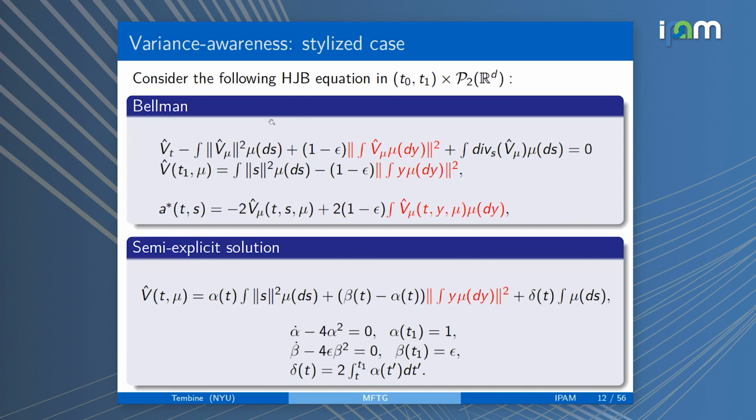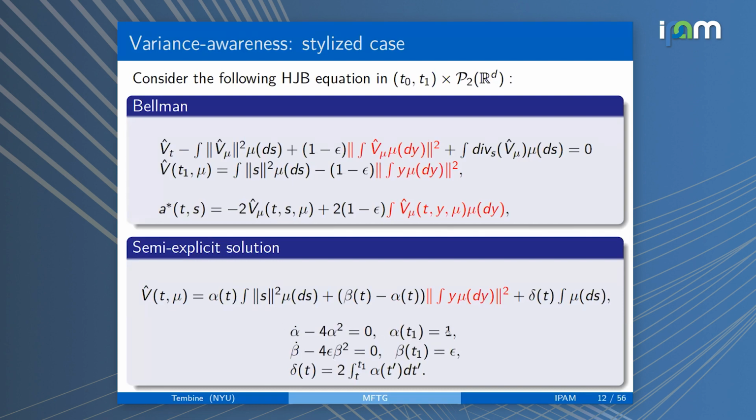Now, if you want to solve this system, we propose this form because it was quadratic in mu. So we take the same shape as what appears in the cost function. So alpha is a scalar function of time. Beta is another scalar function of time, and delta another scalar function of time. And then we take this and plug it into this PDE, the Bellman equation above, and then we get the ODE for alpha and beta. So it's pretty easy in this case because now we can solve these ODEs.